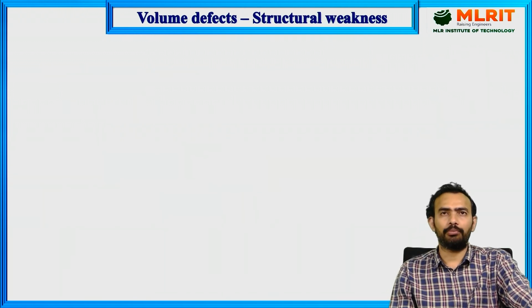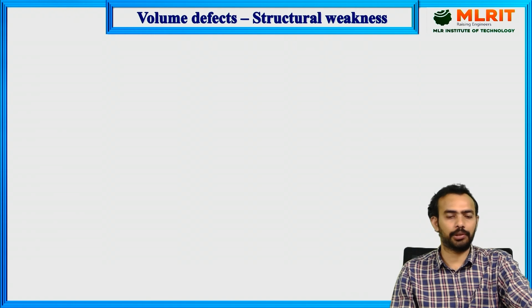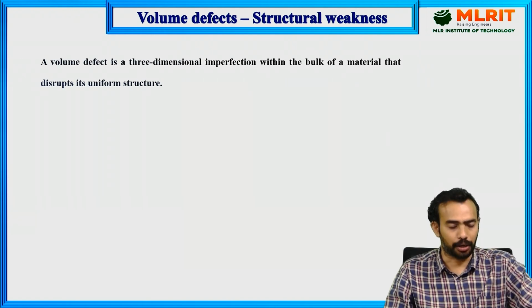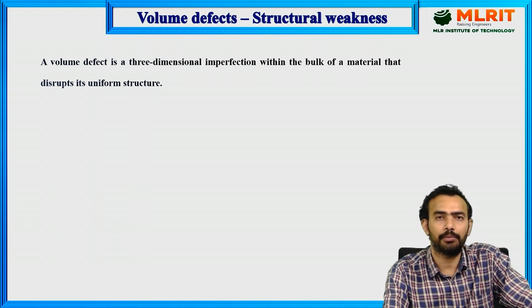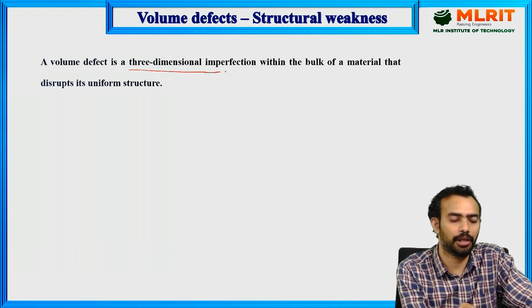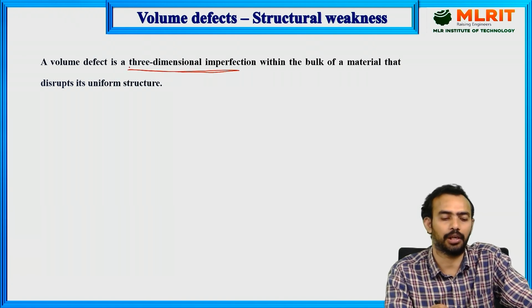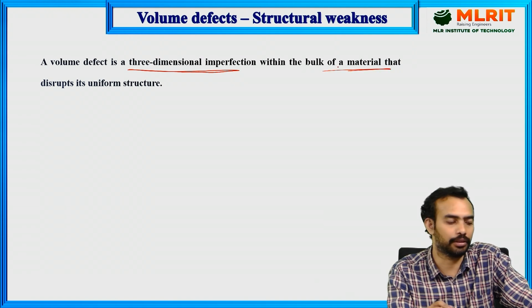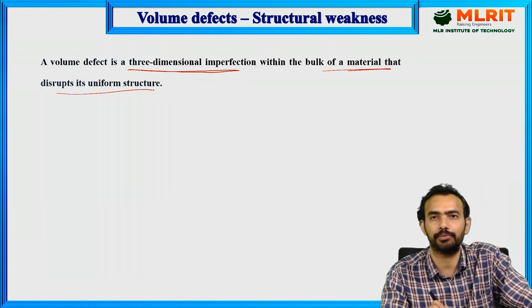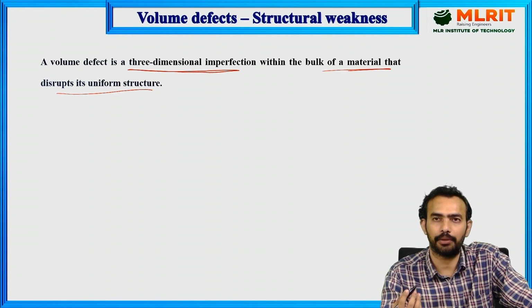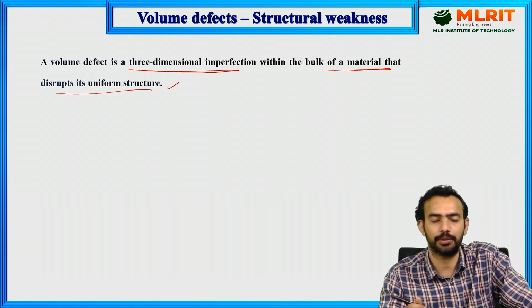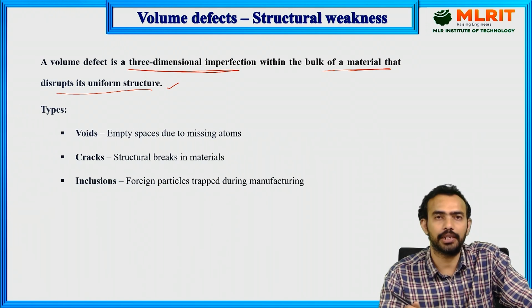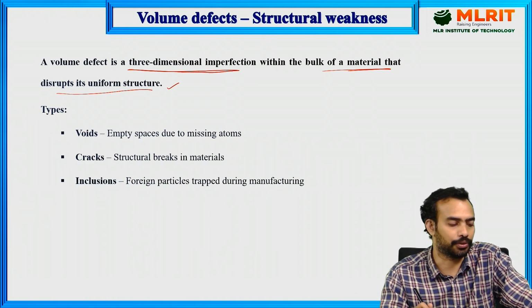Then we have volume defects. Volume defects are considered to be a structural weakness for the material if they are observed. So how do we define it? A volume defect is a three-dimensional imperfection that is observed within the bulk of the material and disrupts its uniform structure. At the bulk level, at the three-dimensional material level, its presence disrupts the uniform structure.